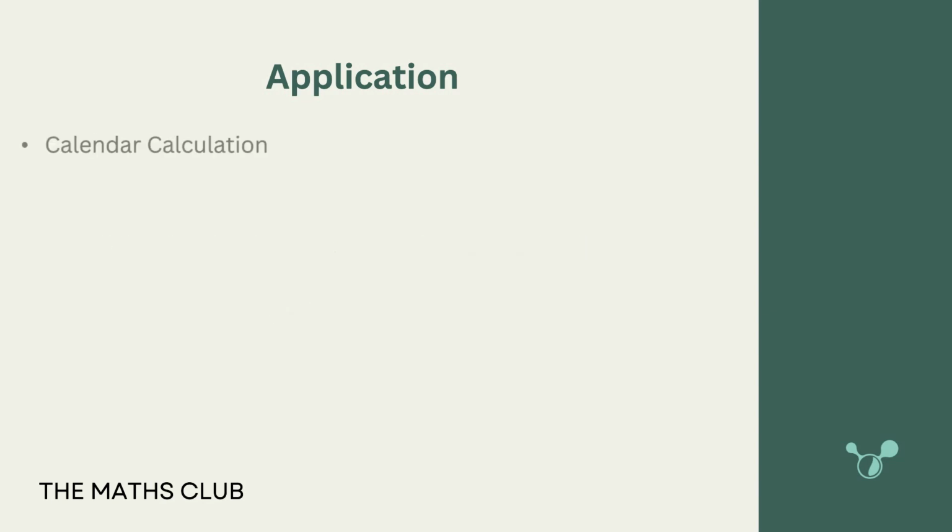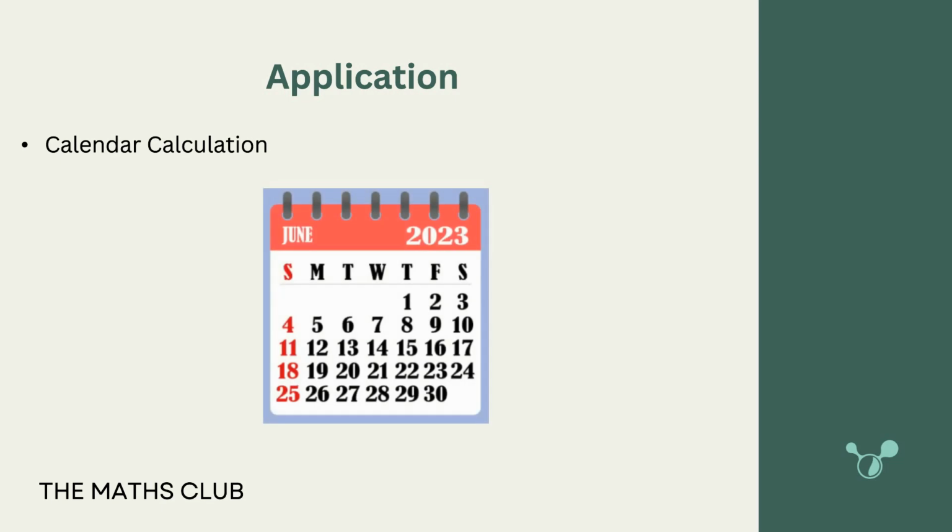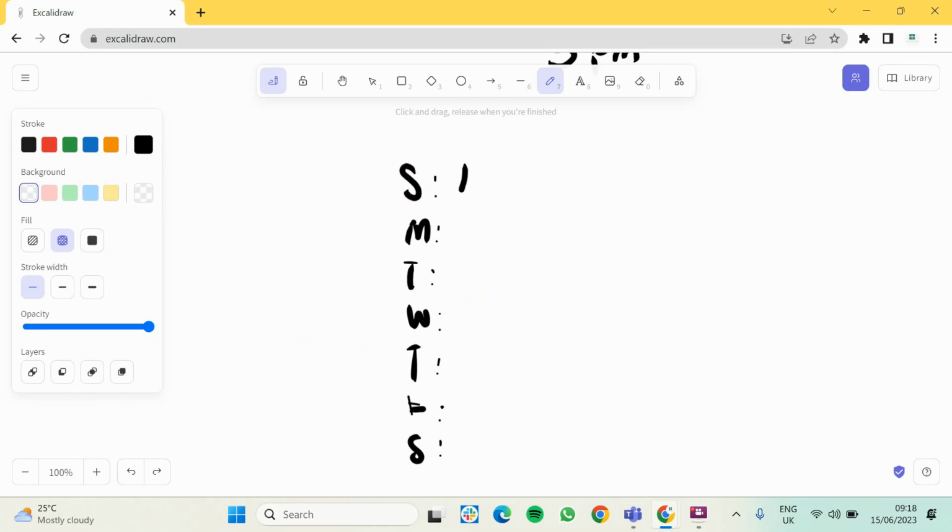Another application that we see of modular arithmetic is in calendar calculation. What do I mean? You notice that a calendar wraps around. If it starts from Sunday, Monday, Tuesday, Wednesday, Thursday, Friday, Saturday, after it reaches Saturday it goes again to Sunday, Monday, Tuesday, and so on. So if Sunday is our first day, Monday is our second day, Tuesday is our third day, Wednesday is our fourth day, this is our fifth day, our sixth day, and then our seventh day.